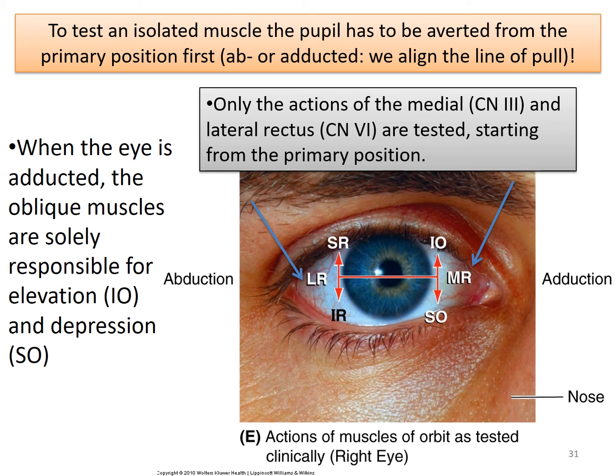When the eye is adducted, the oblique muscles are solely responsible for elevation, inferior oblique, and depression, superior oblique. When the eyeball is abducted, the muscles causing elevation and depression are going to be the superior rectus and inferior rectus.